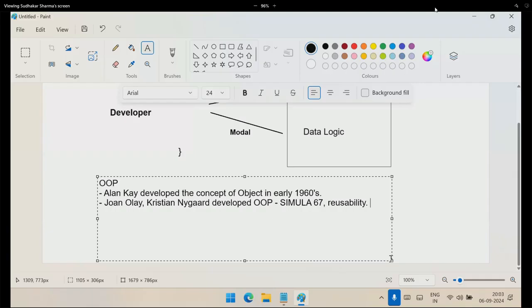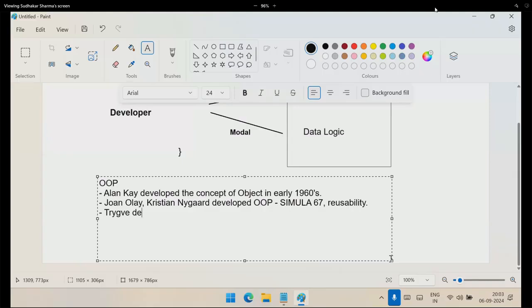Actually, many people think OOP language means C++. Before C++, we had OOP languages. So Simula 67 is the first object-oriented programming language. It was designed for simulation systems actually.